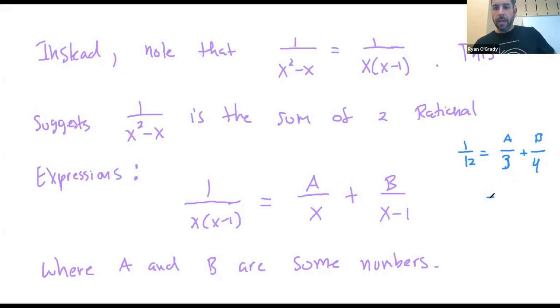So what's the right-hand side? The right-hand side would be 4A plus 3B over 12. Can you think of two numbers, A and B, that would make this work? The answer would be set A equal to 1 and B equal to -1. And then you would get 1/12 is 1/3 minus 1/4. Check it for yourself, right?